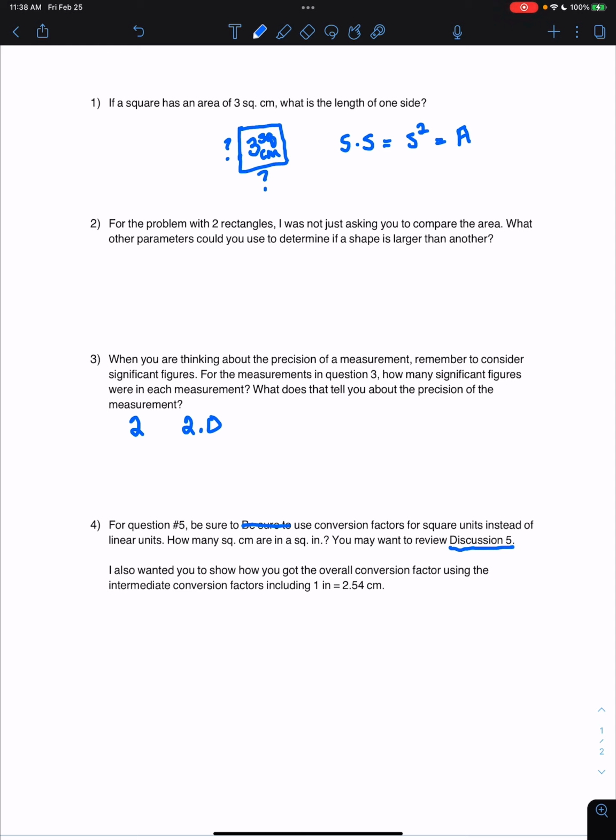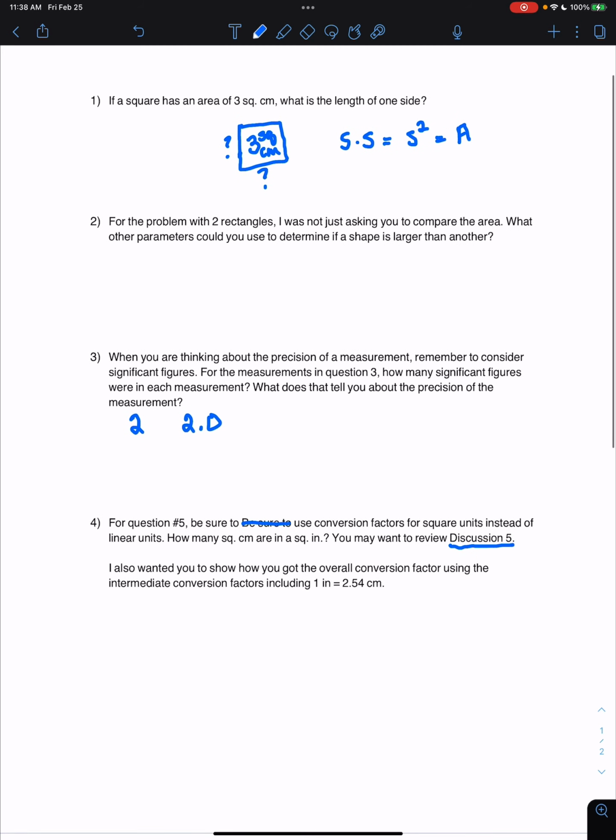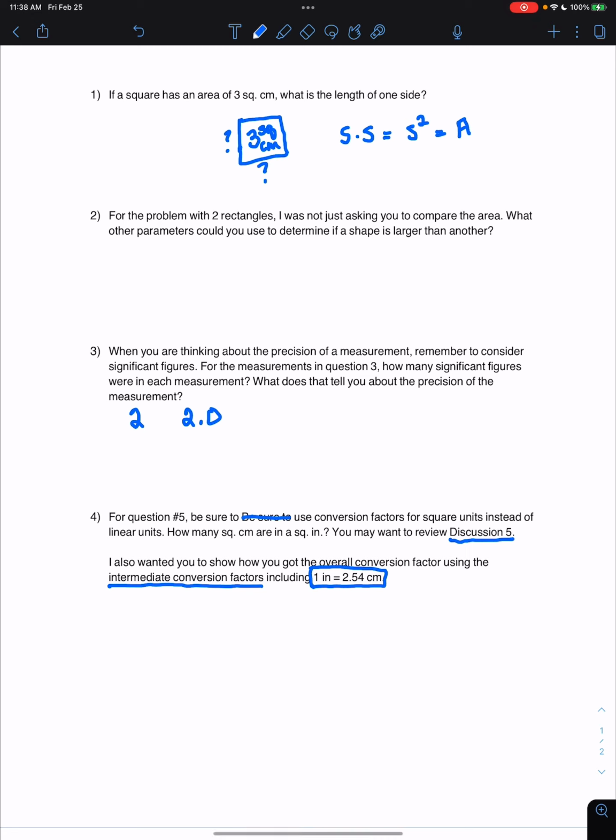And I also wanted to see the intermediate conversion factors. A lot of you just jumped to the overall conversion factor, but I really wanted to see you include the conversion factor for inches to centimeters in that answer.